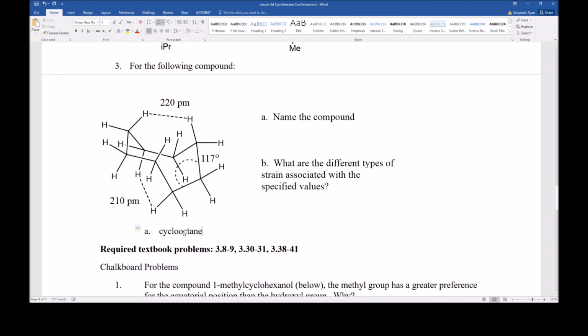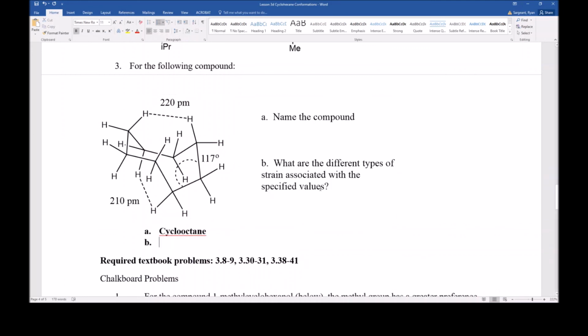And I don't see any methyl groups or anything else coming off of this cyclooctane. So that's what it is. It's cyclooctane. And what are the different types of strain associated with the specific values? Okay, so what you'll see right here, I have identified the values that are problematic.